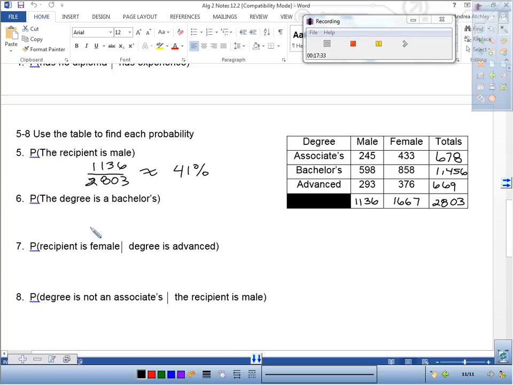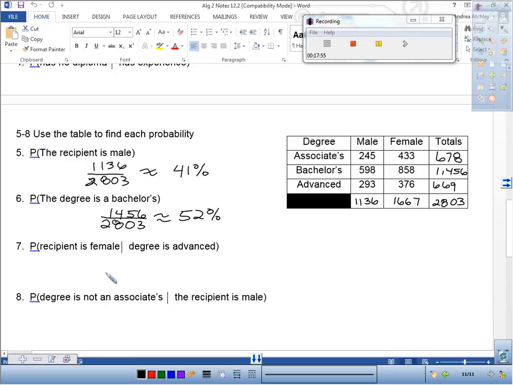Brett, what did you get? 1,456 over 2,800. And what was your percentage? 2%. Any questions over that? Okay, the recipient is female, and the degree is advanced.